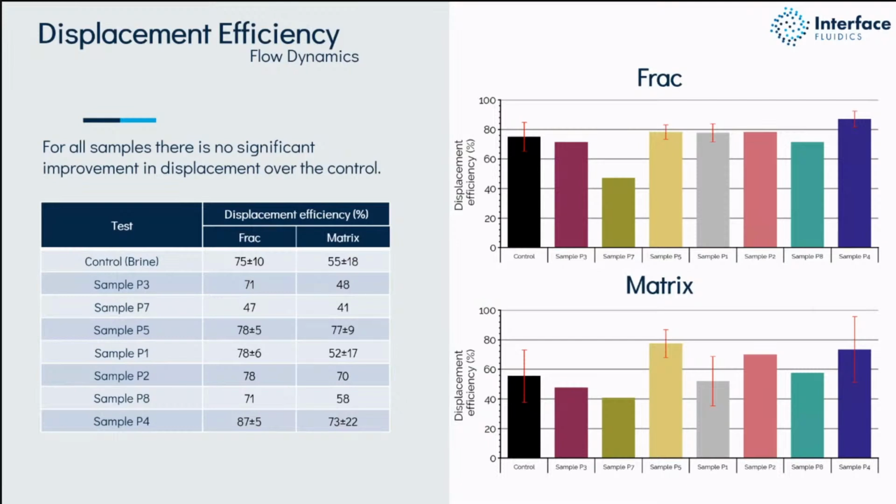But when it goes into the matrix, where the system is much tighter, you can see more differentiation between the additives and also against the control. Sample P4 again shows a really good displacement efficiency, but there are also some other cases that showed good displacement efficiency during the injection process.